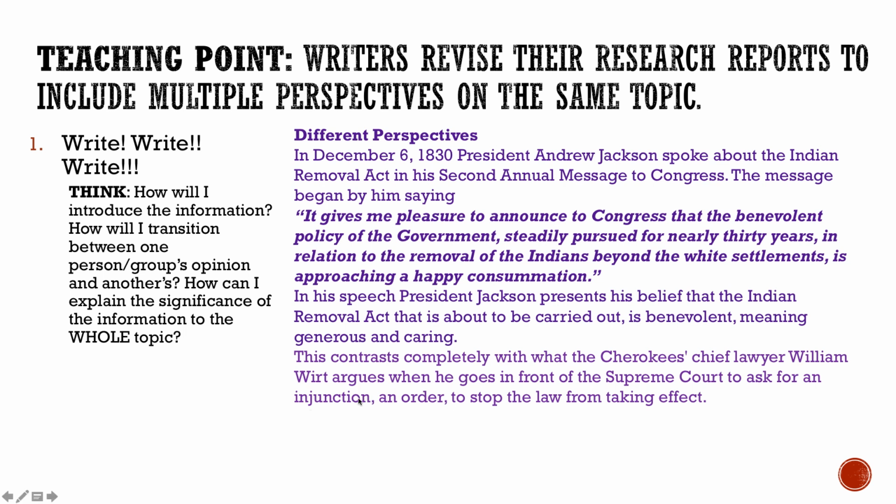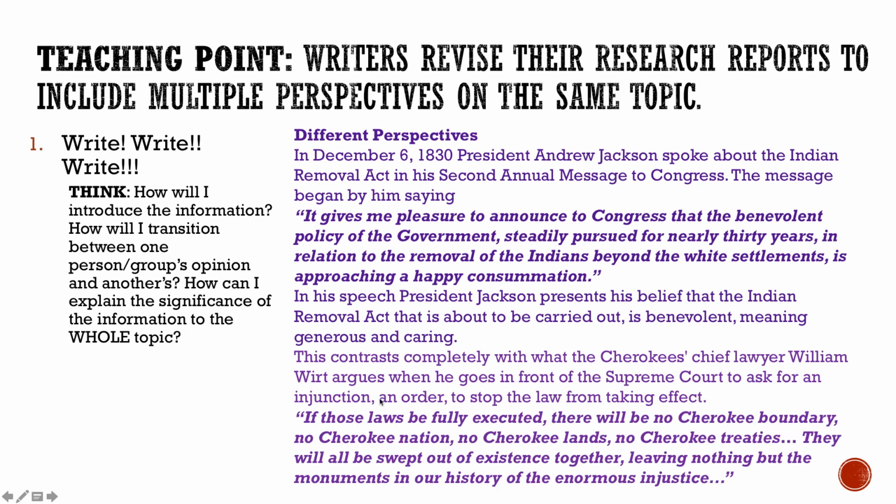Okay, so now I'm going to just drop in the quote that I chose. I narrowed it down a little bit so that it wasn't too much to read. I want to choose just the best little bit, one sentence, maybe two. Two is pushing it. "If those laws be fully executed, there will be no Cherokee boundary, no Cherokee nation, no Cherokee lands, no Cherokee treaties. They will all be swept out of existence together, leaving nothing but the monuments in our history of the enormous injustice." Ooh, that's a lot. I know you can feel from the tone of my voice that it's really powerful, but I have to explain because there's a lot of information here that I think my reader needs to know about.